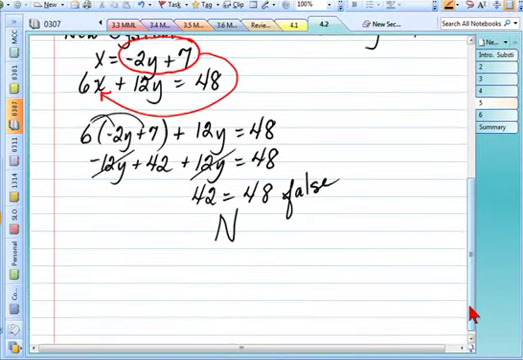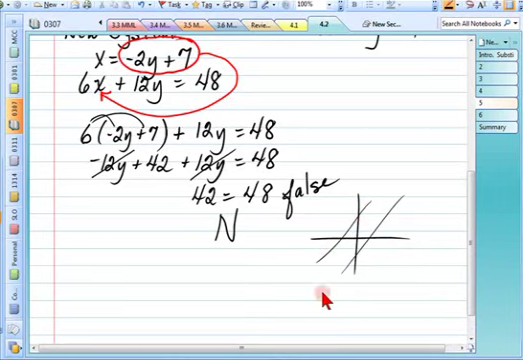Graphically, although there is nothing here that really tells you this, but graphically what's happened is you've got parallel lines. We didn't investigate it, but that's what you have. Because where do these two intersect? Nowhere. So when you get a false statement, you've got no solution. Is that okay?